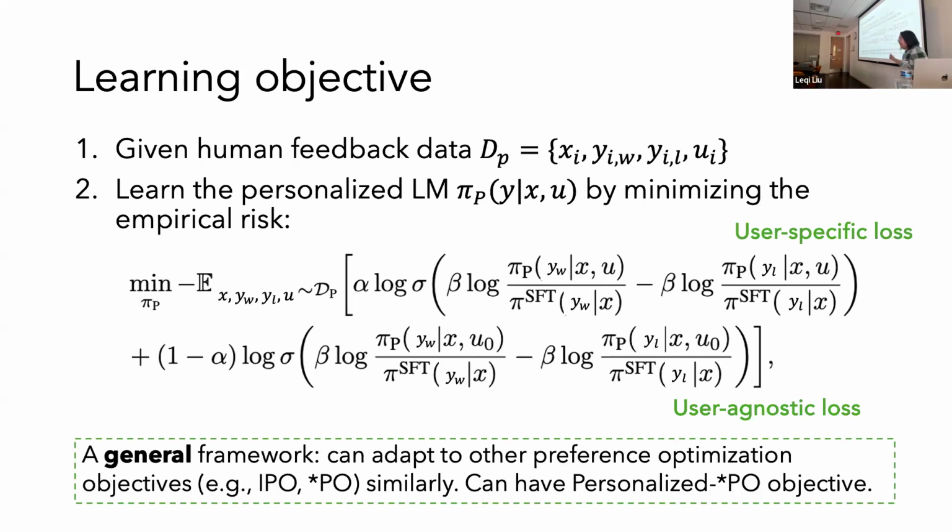And the good thing about this is it's adaptable to any PO algorithm. Suppose today I don't want to do DPO, I want to do personalized IPO or personalized SimPO. Then instead of using the original DPO form for the user-specific and user-agnostic losses, we can replace them with the user-specific IPO loss and the user-agnostic IPO loss, do the same weighted combination, and learn the user model the same way. Any question about this? Okay.